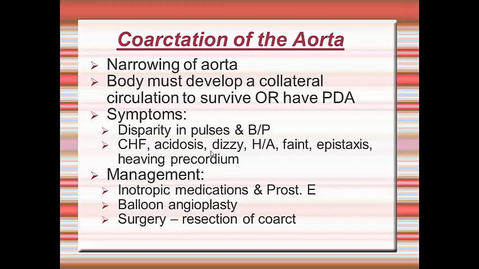Your book talks about rib notching, and that may be seen in children 10 years of age and over. It's just a smooth contour of the ribs that's changed due to the collateral vessels. So when you're looking at collateral vessels and you see rib notching, you'll know that it's associated.